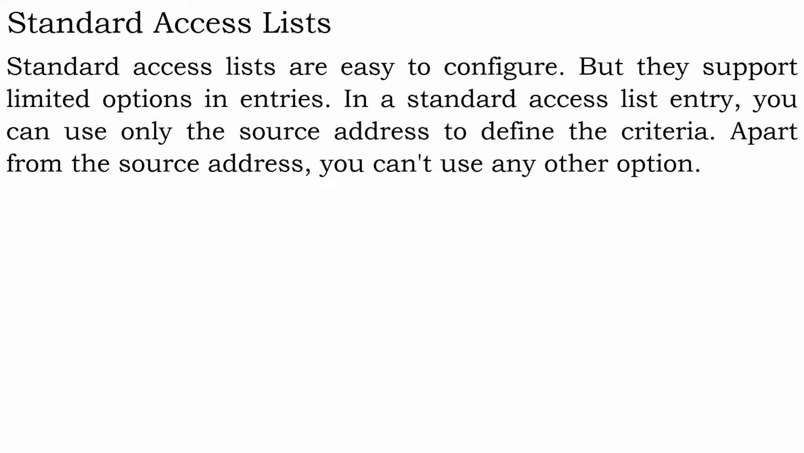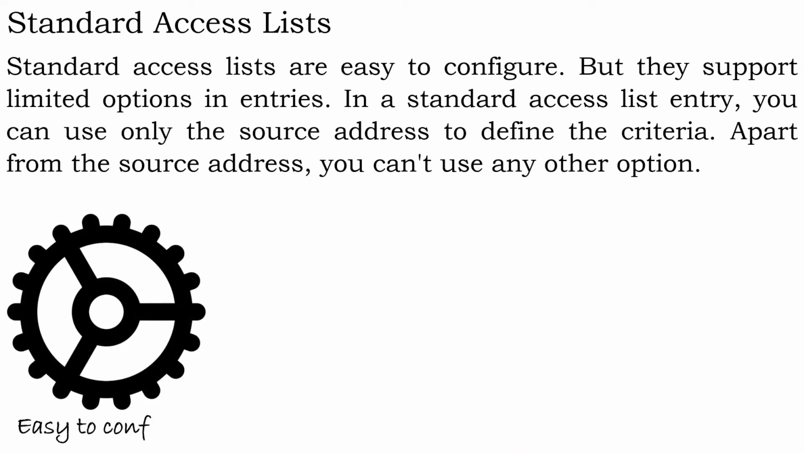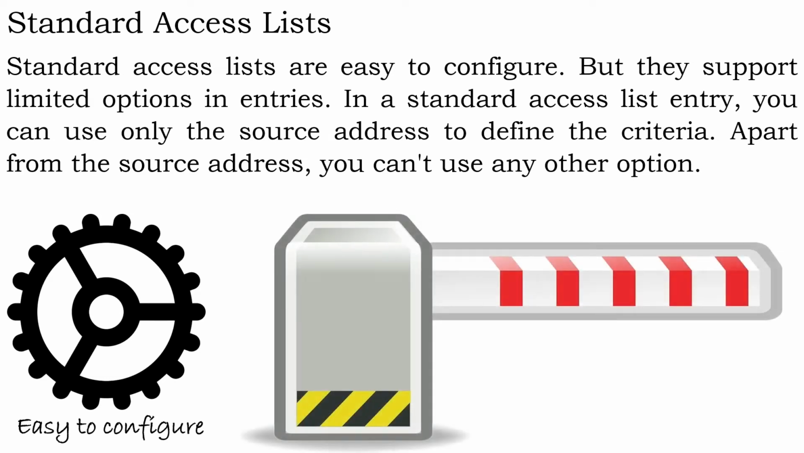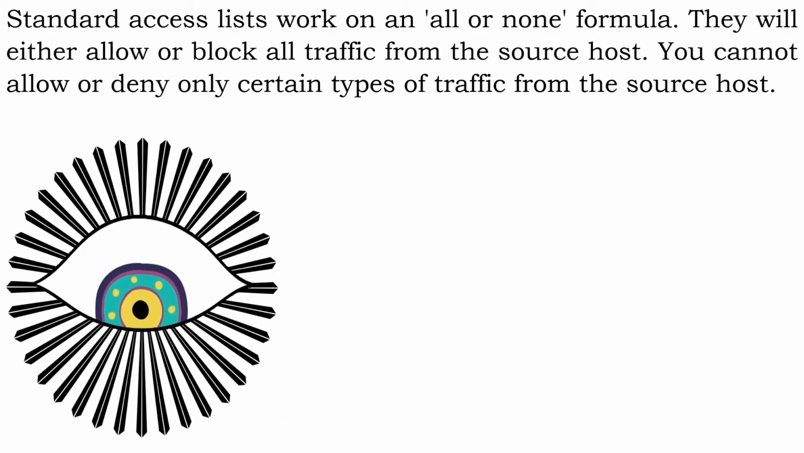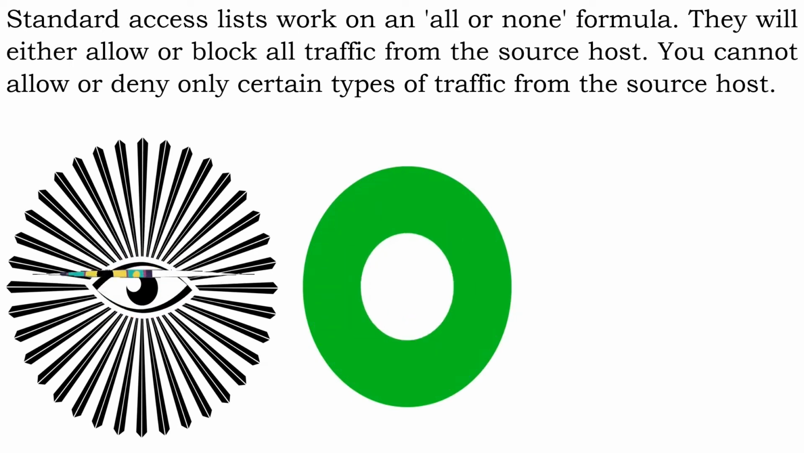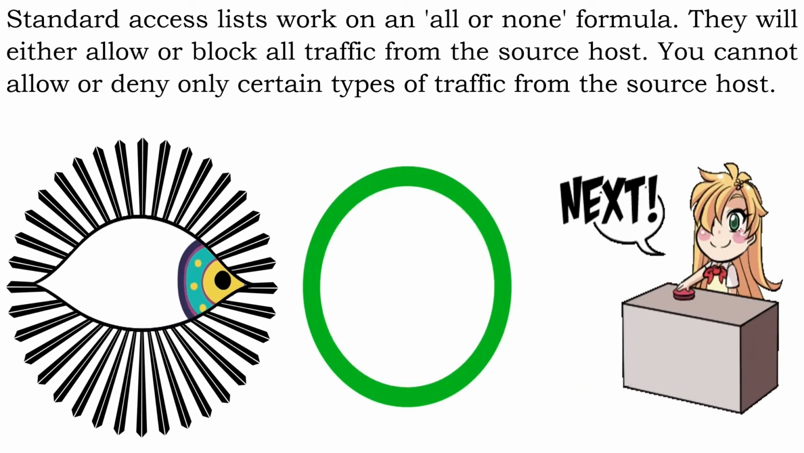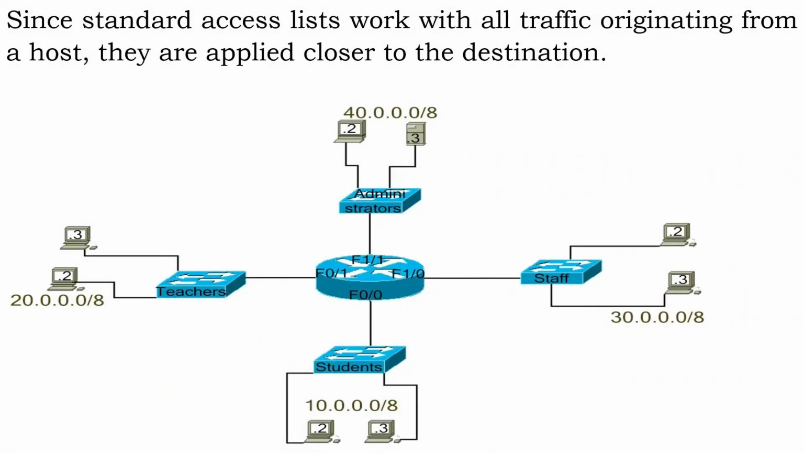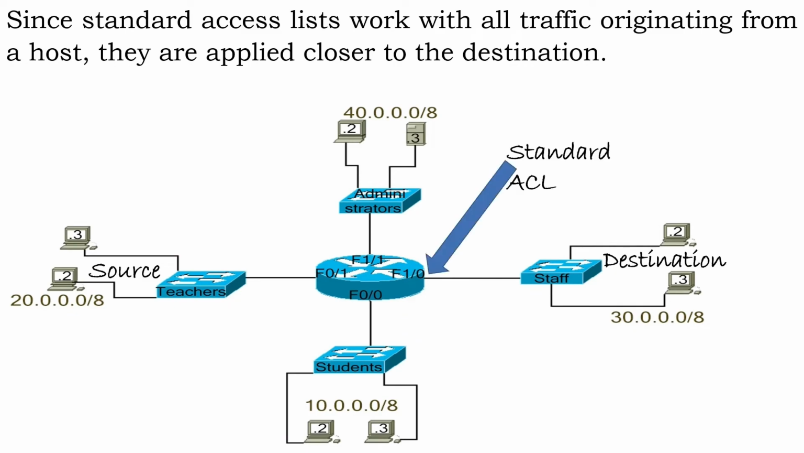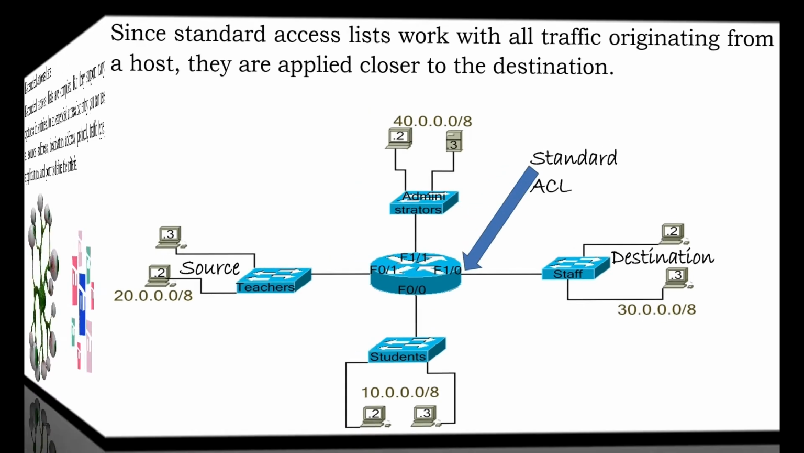Standard access lists. Standard access lists are easy to configure, but they support limited options and entries. In a standard access list entry, you can use only the source address to define the criteria. Apart from the source address, you can't use any other option. Standard access lists work on an all or none formula. They will either allow or block all traffic from the source host. You cannot allow or deny only certain types of traffic from the source host. Since standard access lists work with all traffic originating from a host, they are applied closer to the destination.